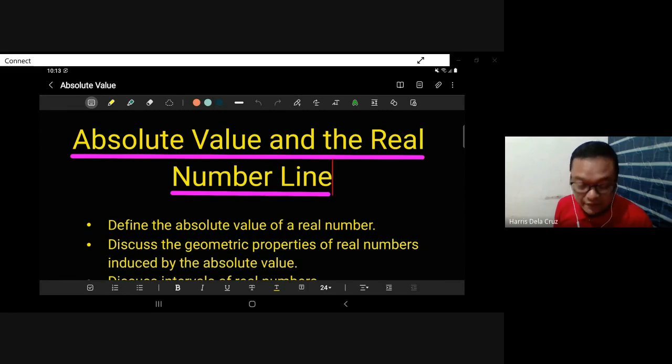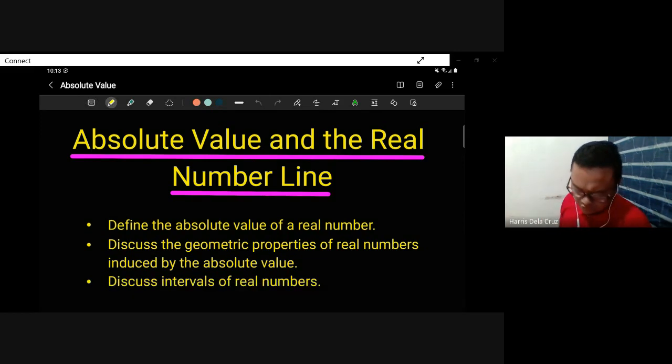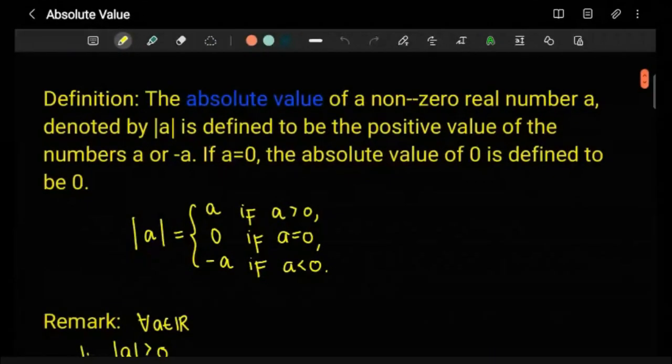Today, we are going to define what we mean by absolute value of a real number and discuss its geometric properties with respect to the set of real numbers. We're also going to discuss intervals of real numbers. Okay, so if you're ready, let's start. We begin with the definition.